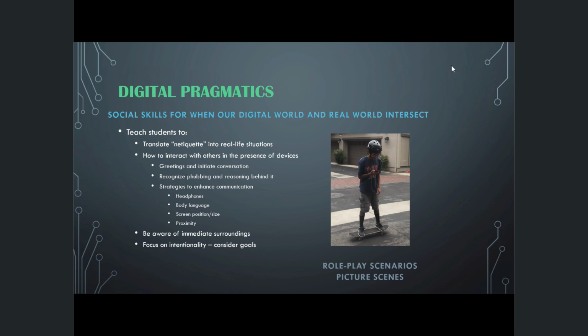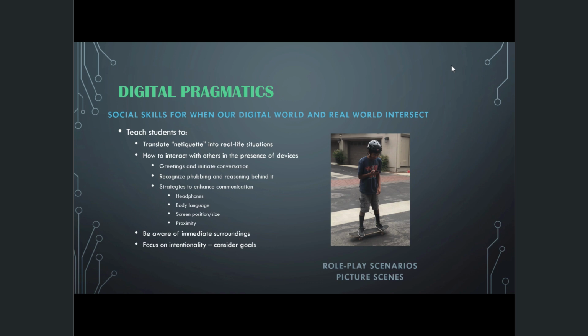Netiquette would be when we're focusing on how to politely interact with each other online, and the focus is on the communication partner at the other end of the screen. Digital pragmatics goes a little bit deeper and helps them to translate into real life. The focus is on those that are actually present. We teach them how to interact with others when devices are being used. The focus could be on greetings or how to initiate a conversation when we're using screens.